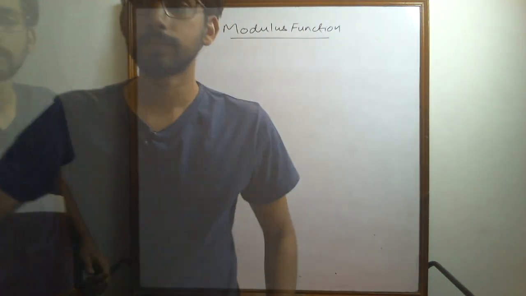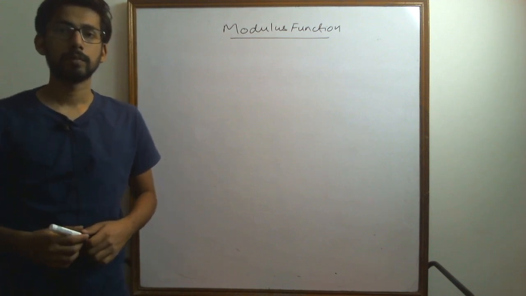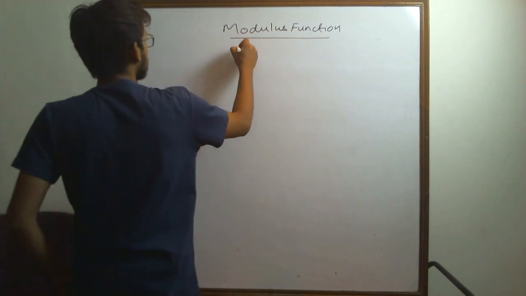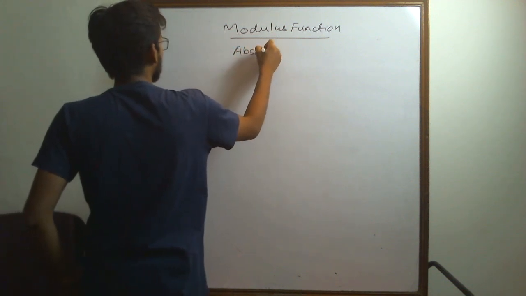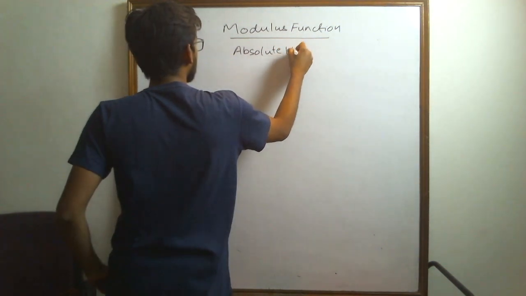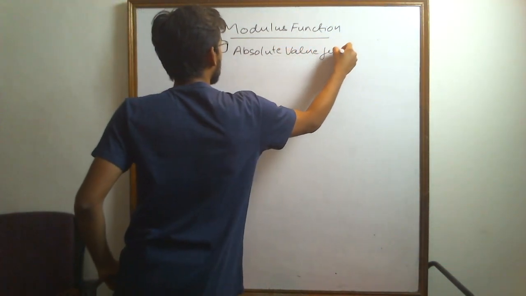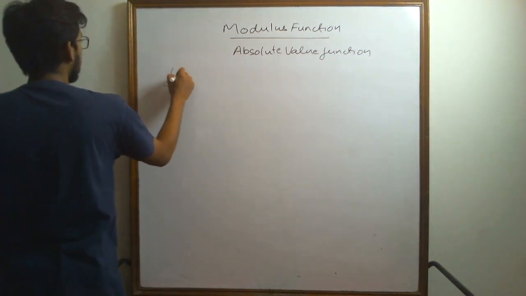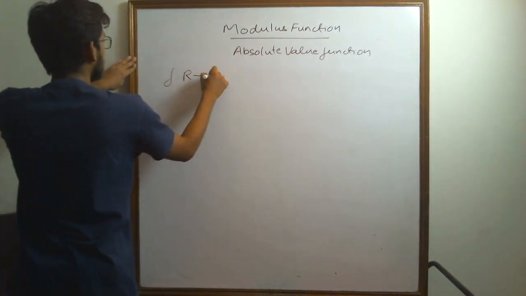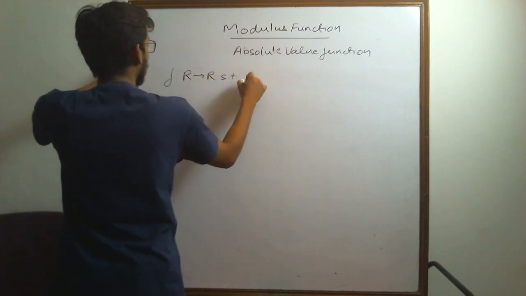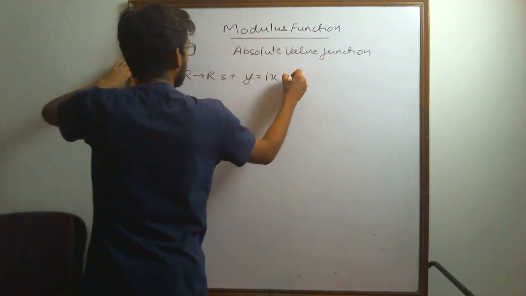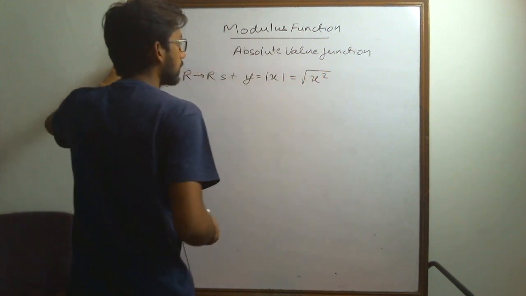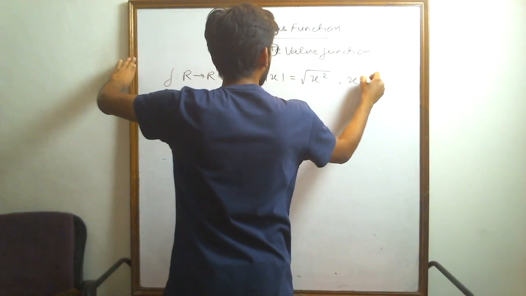So let's get started. Now let's start with the modulus function. The modulus function is also known as the absolute value function. Let us define a function f from the set of R to R such that y is equal to mod x, which is also equal to the square root of x square, for all real values of x.